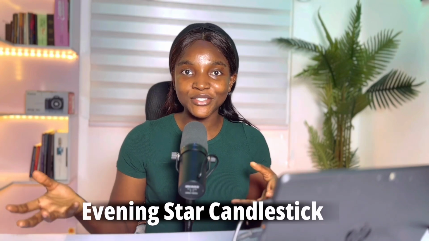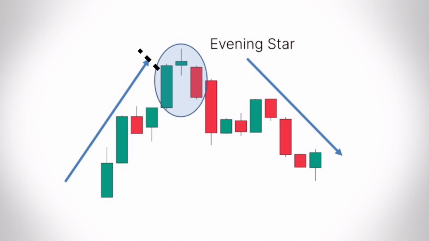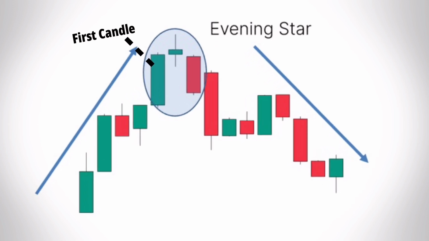The next candlestick on the list is the evening star candlestick. The evening star candlestick is a 3 candlestick pattern that signals the potential end of an uptrend and the start of a bearish trend. Now here's how you identify an evening star candlestick on the chart. The first candle is a large bullish candle which shows strong buying momentum. This candlestick indicates that an uptrend is still in play.